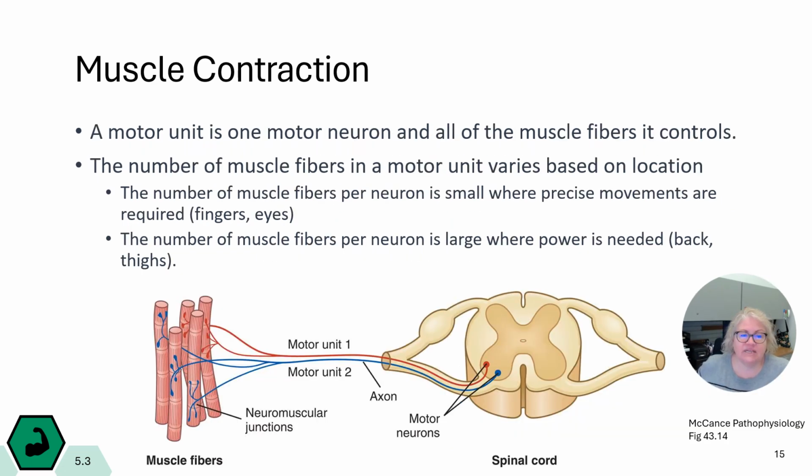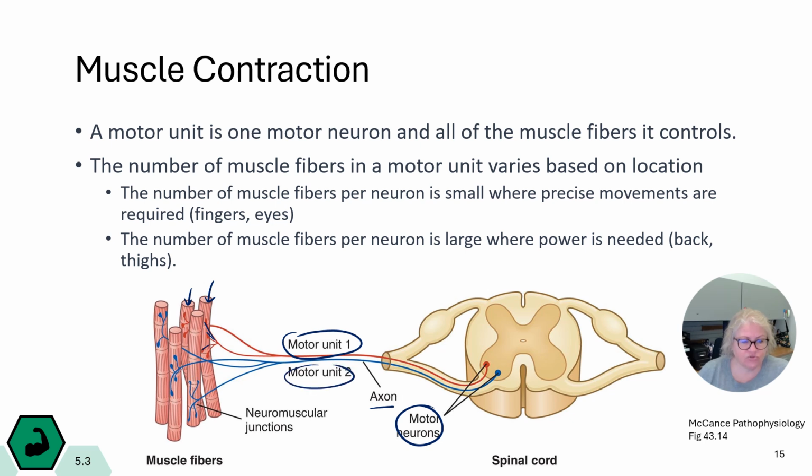A motor unit is one motor neuron and all of the muscle fibers it controls. So here we have two motor units in this picture. We have the motor neurons coming out of the spinal cord, and here we have their axons, and we'll talk more about axons in the next unit. Here we have red motor unit number 1, and you can see that it's innervating this fiber. We've got red going to that fiber, and red going to that fiber. So two fibers for that one.